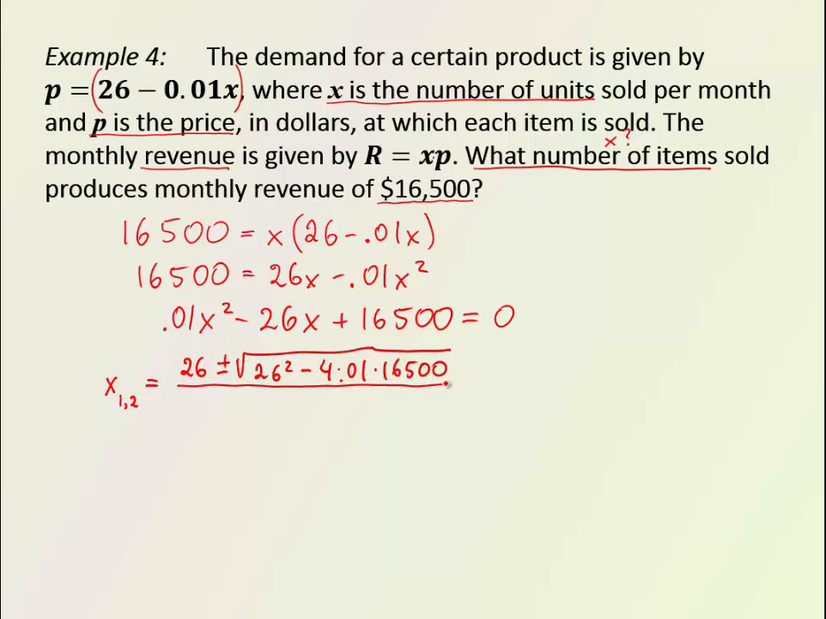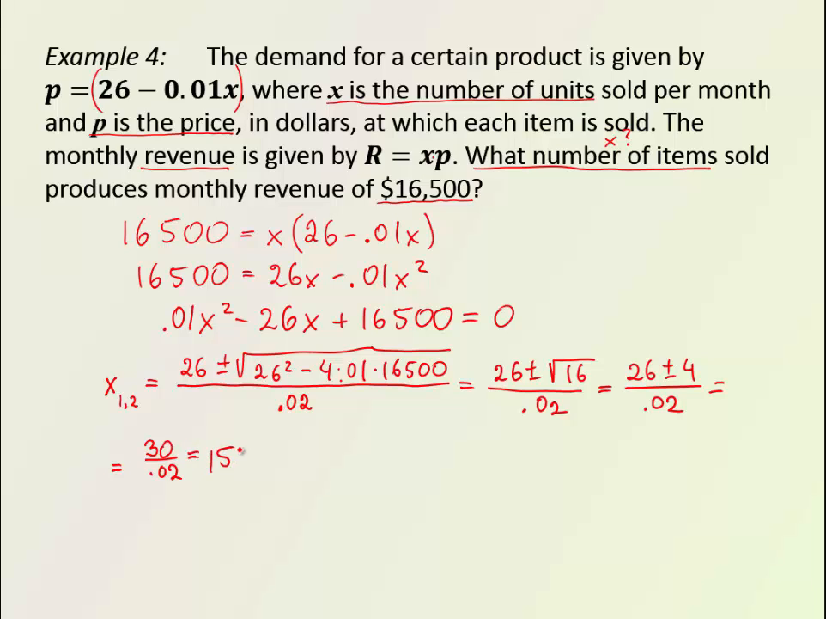Everything over 2 times a, which is 0.02. Now we can use a calculator to figure out the discriminant underneath the root, and we end up with 26 plus or minus square root of 16 over 0.02. But that equals 26 plus or minus 4 over 0.02. And finally, we end up with 30 over 0.02, which gives us 1500. Or with minus, we'll have 22 over 0.02, which would give 1100.